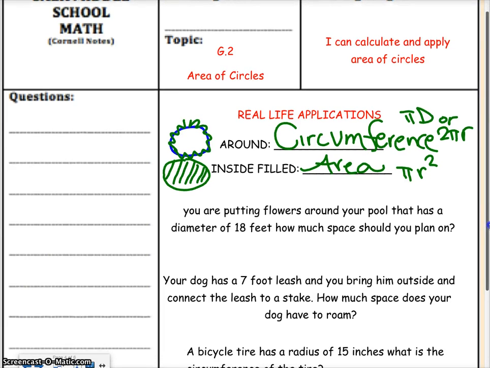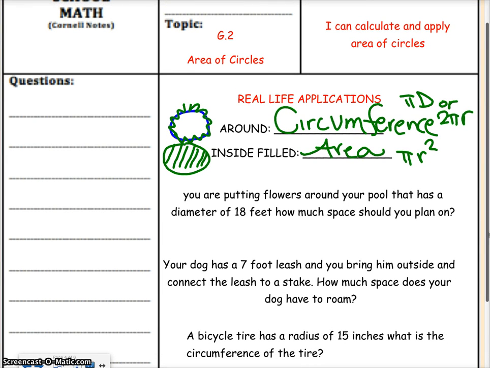Okay, you are putting flowers around your pool that has a diameter of 18 feet. How much space should we plan on using? So I see the keyword around. Which one is around, circumference or area? Circumference. So I'm going to use my circumference formula.